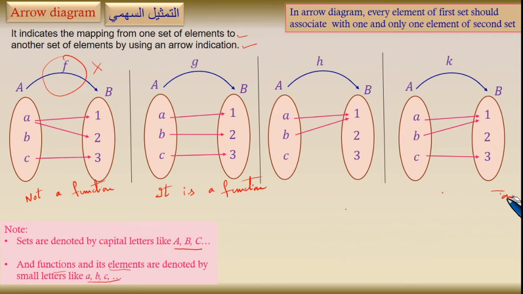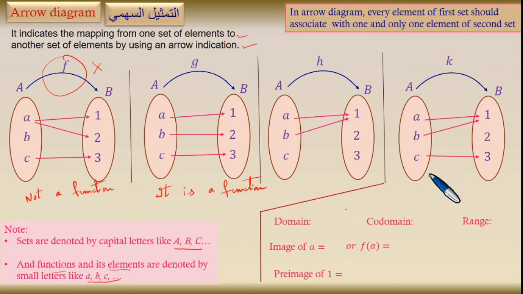Now let me explain the domain, image and pre-image. Here I will take the example K, the function K, the last one. Just one by one we can understand. The set elements are the input values. So domain is the input values. Here the input values are A, B, C, right? A, B, C are the elements. So the domain for the function K is A, B, C.